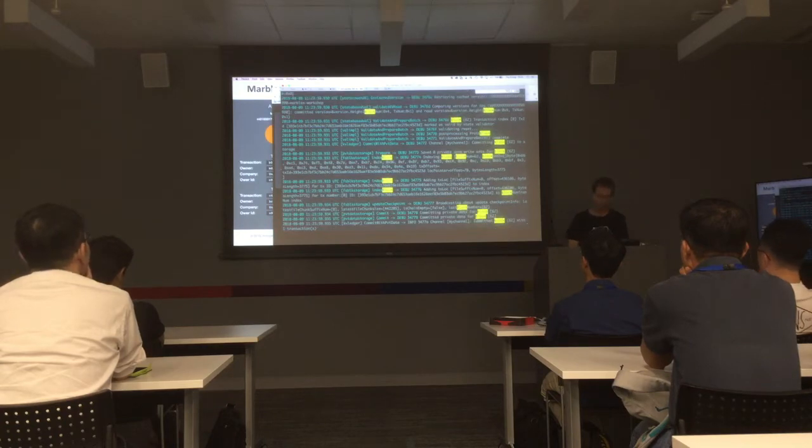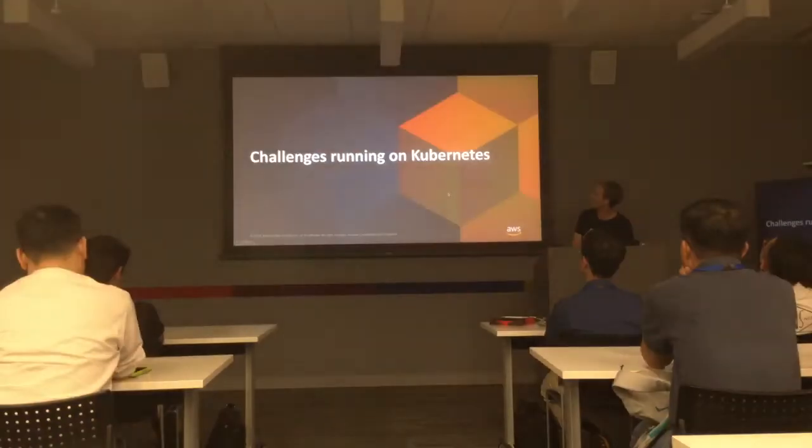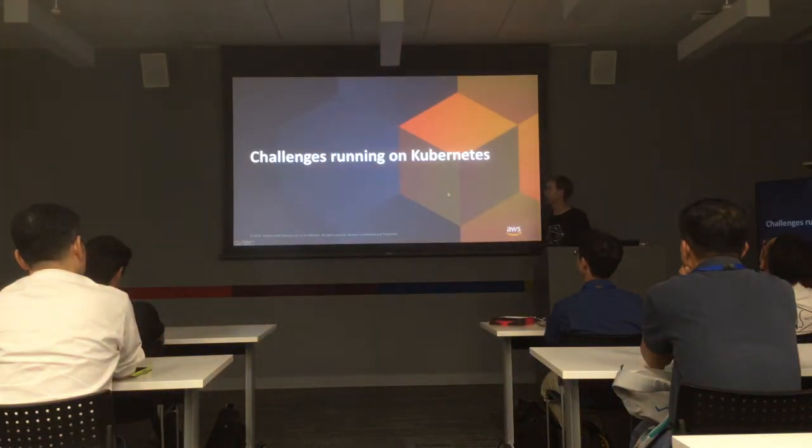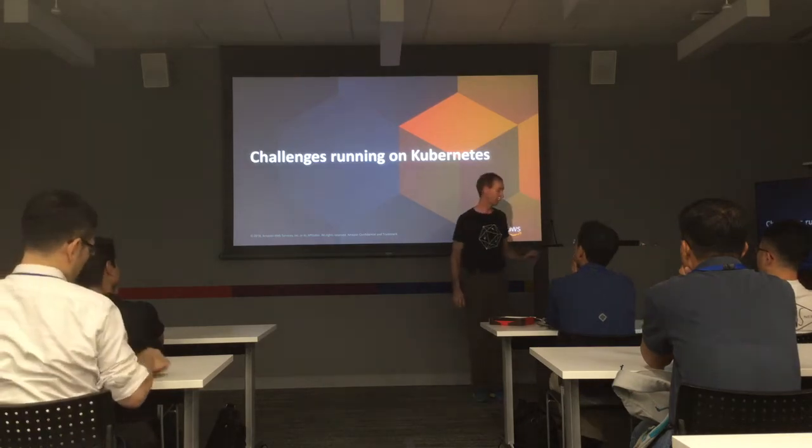So I think that's enough on the block files. Okay, so let's get down to Kubernetes. What are some of the challenges in running Hyperledger Fabric on top of Kubernetes?